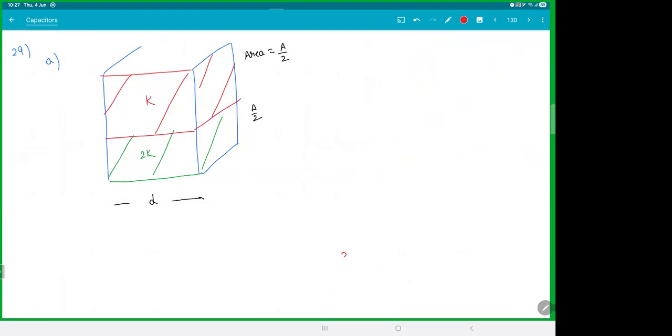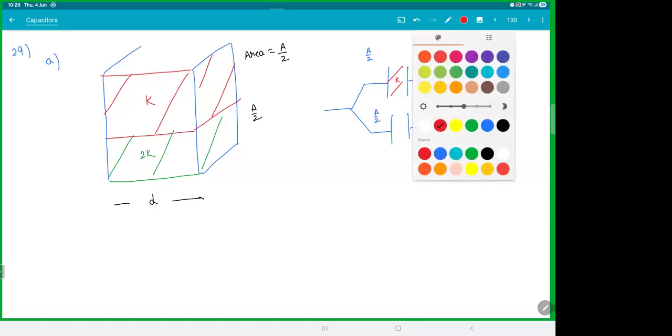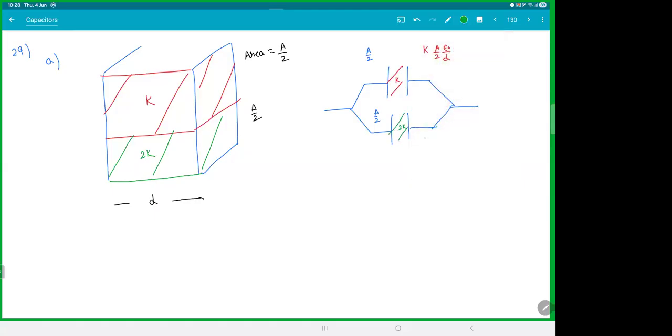This is straightforward. You can treat them like two capacitors. So divide this into two parts. One capacitor and one capacitor, and both are in parallel. So what will be the area? A by 2. Distance is D. This area is A by 2. So you can treat this as filled with K, so this capacitance will be K, area is A by 2, epsilon by D. This is 2K, so this will be 2K, area is A by 2, epsilon by D. Since both are in parallel, you just add them up. C equivalent is equal to 3 by 2 K A epsilon by D. Easy?